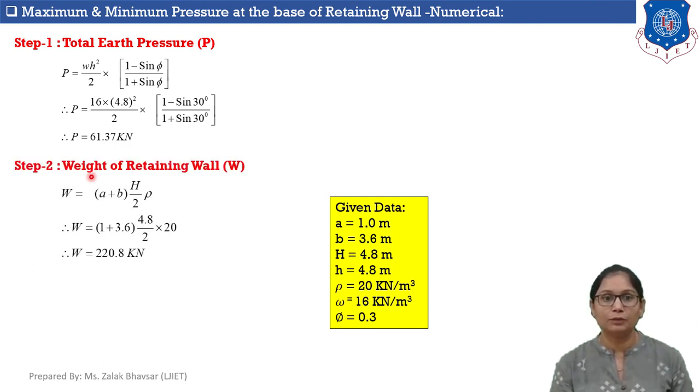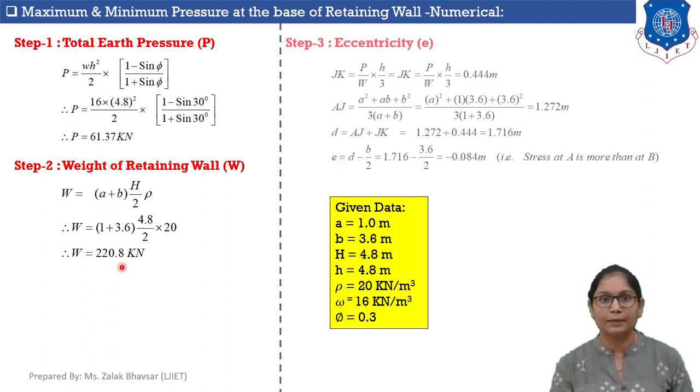Now let's calculate step number 2. In step number 2, we will calculate weight of the retaining wall. So W is equal to (A plus B) into H by 2 into density of wall material. Okay. So A means top width of the wall is 1 meter, bottom width is 3.6 meter, height of wall is 4.8 meter and density of wall material is 20. So I am getting value of W is equal to 220.8 kilonewton.